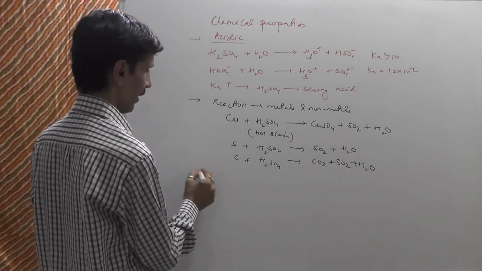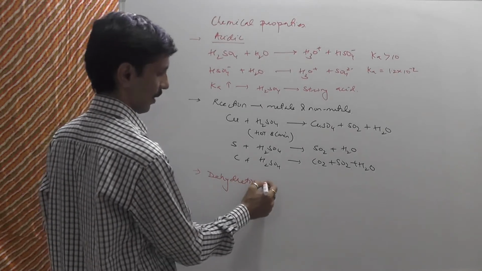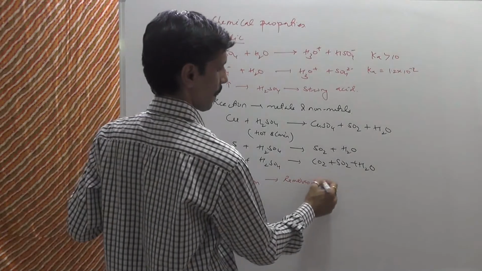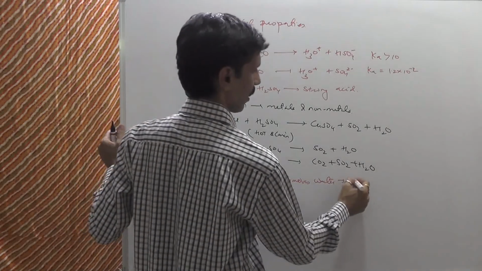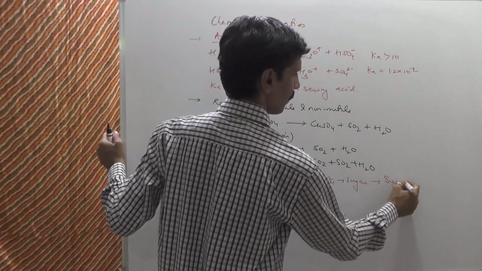The next one is its dehydration property. Dehydration is all about removal of water. So it removes water from sugar, leaving behind sugar charcoal.